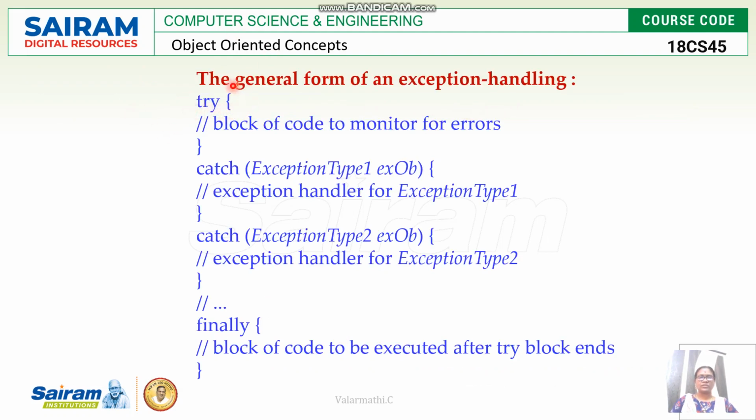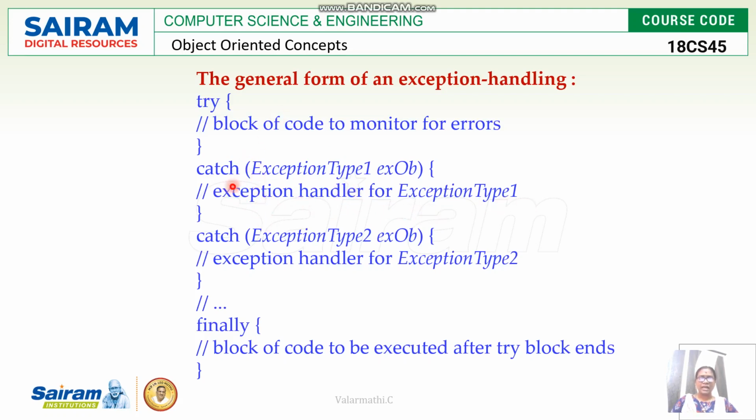It starts with the keyword try, and within the try block, a block of code to monitor for errors is written. Then immediately after the try block, catch is written. Catch means that if any suspected error occurs in the block of code being monitored, an exception object is created. With the exception object, we can do any displaying operation or any related logic in the catch block. That is the exception handler for exception type 1.